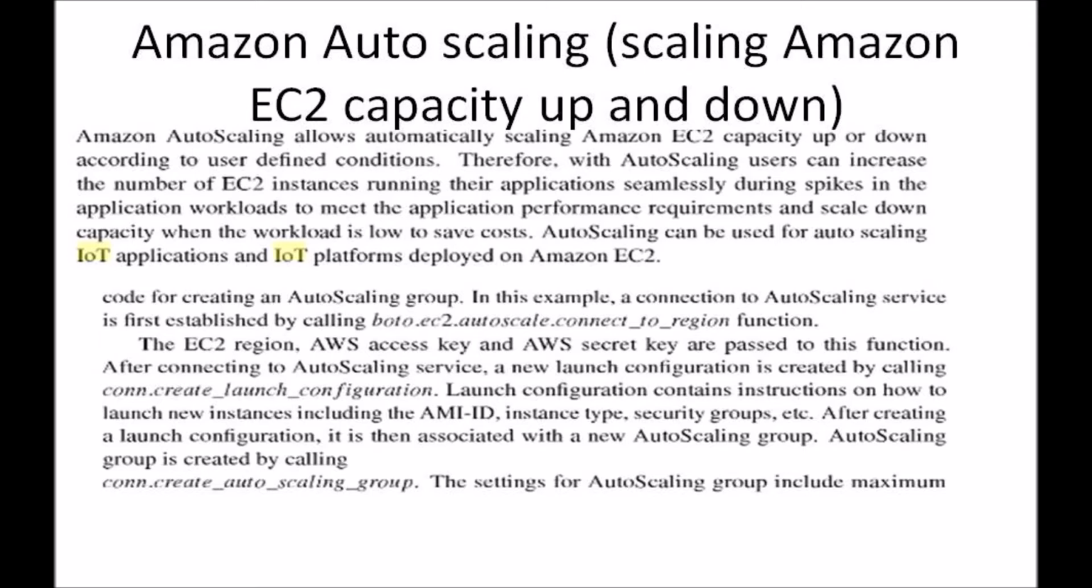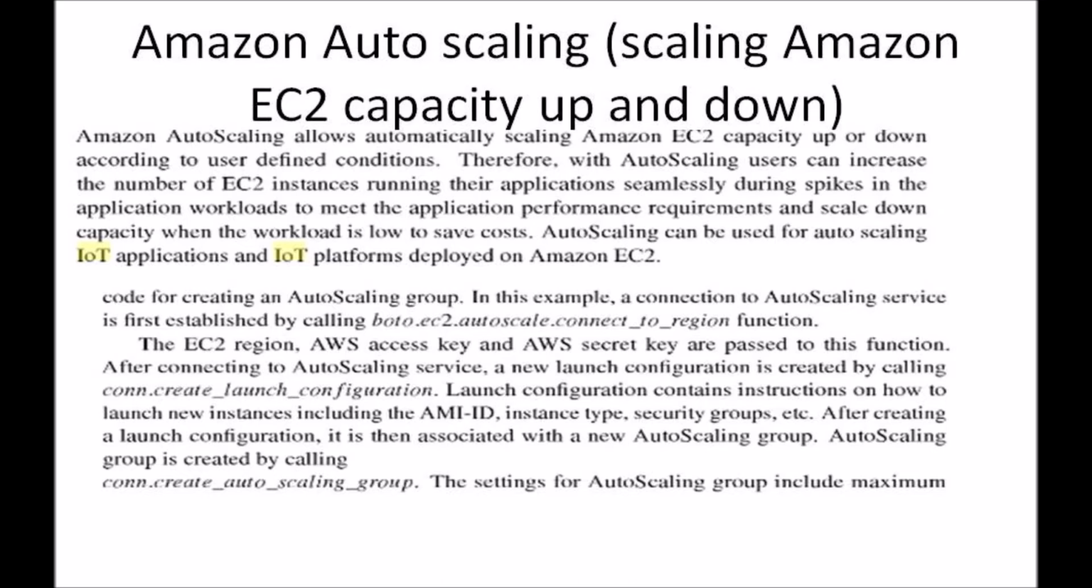Whenever you have spikes, you can increase the EC2 instances, and whenever there is a reduced workload, you can scale down. This helps reduce cost to a greater extent. The auto scaling option can be applied for IoT applications as well as IoT platforms. The bottom box, which has a snippet, is just a copy from the text. I will tell you the basic idea of how the auto scaling process is carried out. You don't have to go through the full text. I will just give you the gist of what is happening.